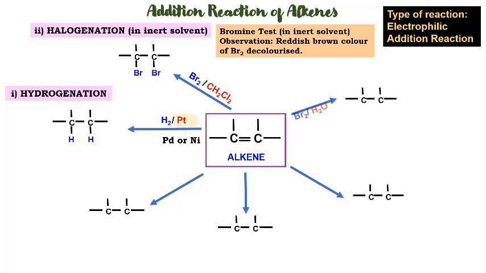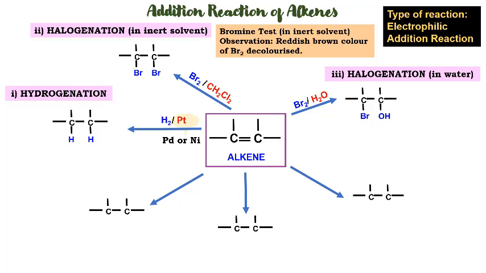If water rather than inert solvent is used as a solvent, the product of the reaction will be a vicinal halohydrin. A vicinal halohydrin is an organic molecule that contains both a halogen and a hydroxyl group bonded to neighboring carbons. This halogenation in water reaction follows the general rule for electrophilic addition reactions, which is the Markovnikov rule.